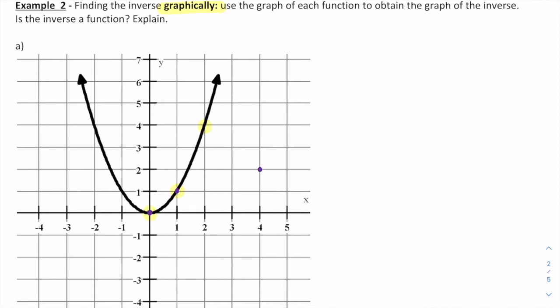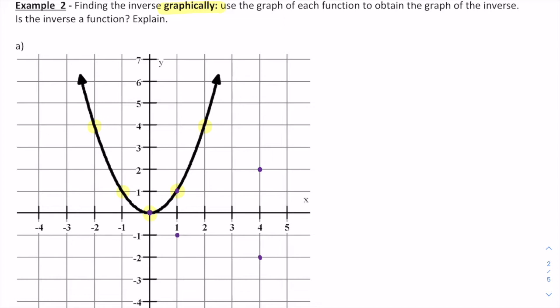Let's do the other side of the parabola now. So we have negative 1, 1. If I switch that, that will be 1, negative 1. And then I have negative 2, 4. And if I switch that, that will be 4, negative 2. And because these were connected originally, we can connect them again.